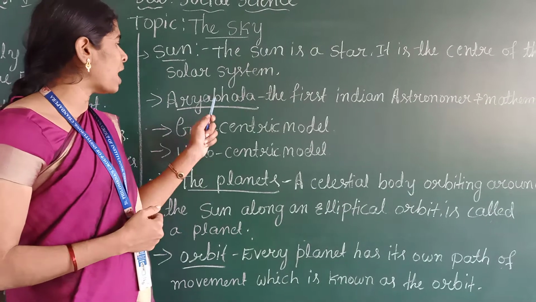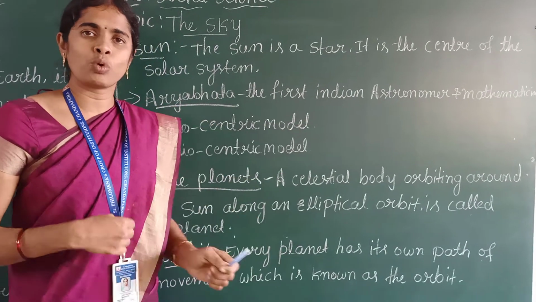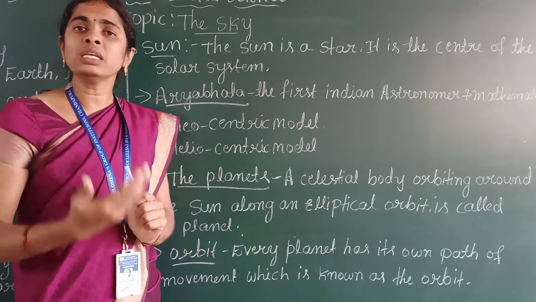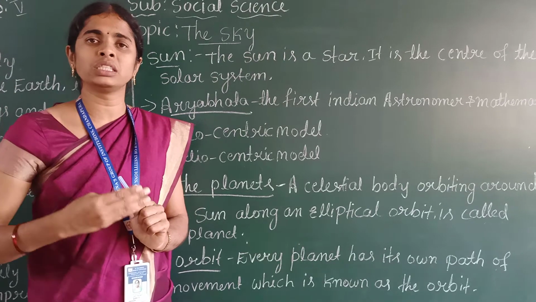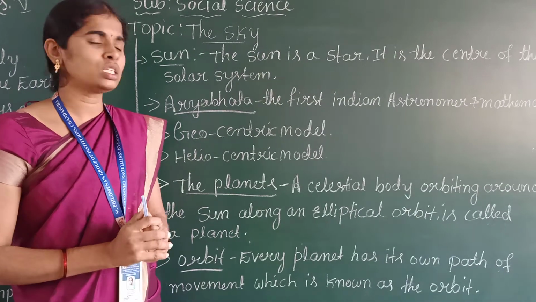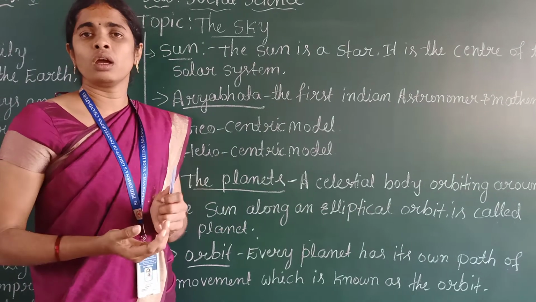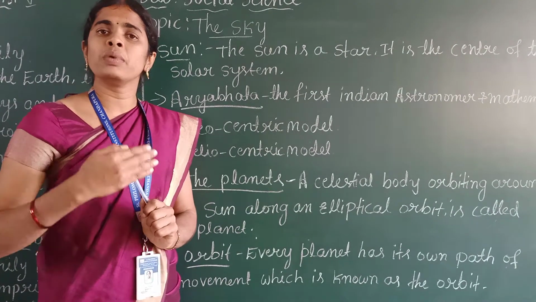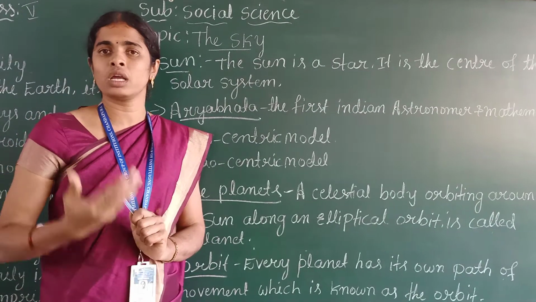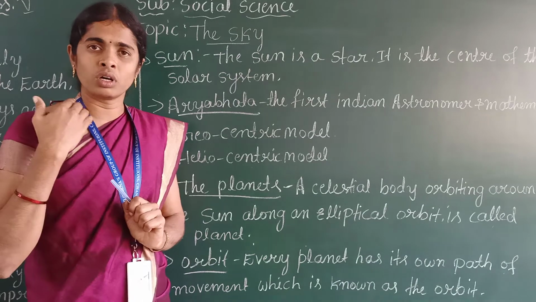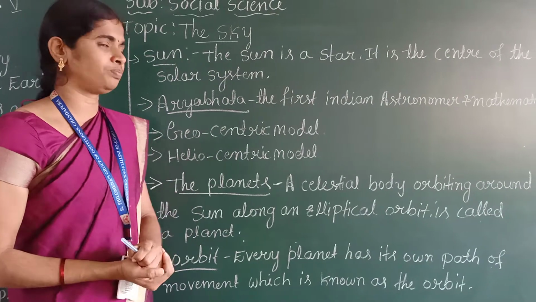But later Aryabhatta, the first Indian astronomer and mathematician, proposed that the sun is the center of the solar system and the earth and all other planets revolve around the sun. This is known as the heliocentric model. Copernicus and Kepler supported this model, and after Galileo invented the telescope, it was supported further.